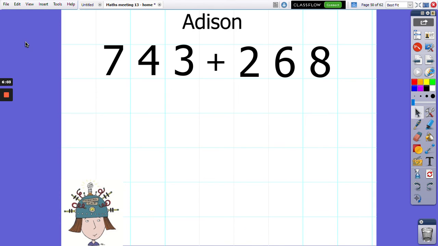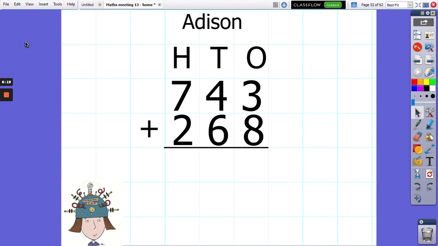Okay, Addison wants us to add these two numbers now. 743 plus 268. What's the most efficient method for adding these two numbers? Off you go. Okay, let's see what we've got, shall we? I think column addition is perfectly okay for these two numbers, so let's go ahead and add them. We're going to start with our ones column, 3 plus 8. Well, that's 11, isn't it? With our 10 in the tens column and our 1 in the ones column.